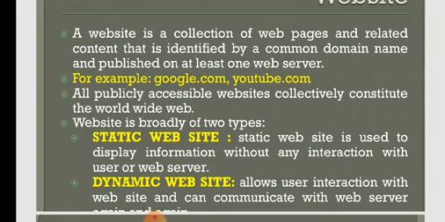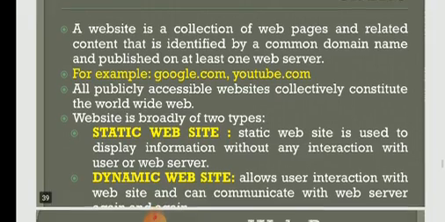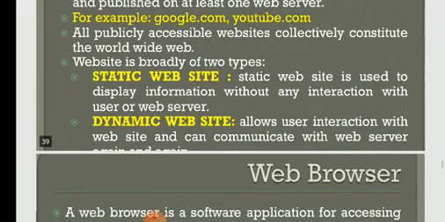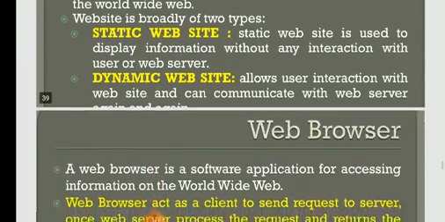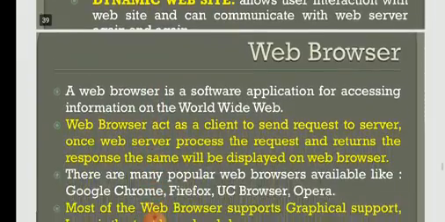So website is a collection of web pages related to a content that is identified by a common domain name and published on at least one web server. Websites can be classified into two types: static website and dynamic website. A website without any user interaction is called static. A website with user interaction is called a dynamic website. Now we'll move on to the next topic, web browser.